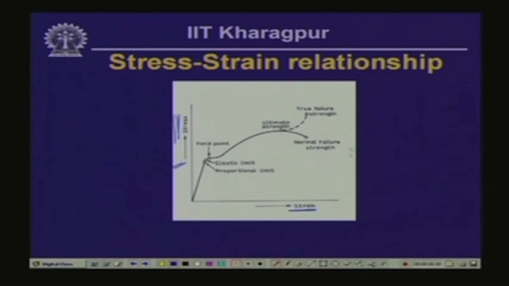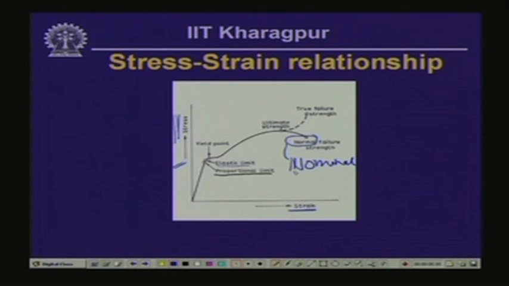Now, in this particular figure, there are various terms indicated. One we call the proportional limit, this we call the elastic limit, this particular point we call the yield point, and this is the ultimate strength or the ultimate stress. This particular point, actually this is wrong, this is not normal, this should be nominal. This is the nominal failure strength.